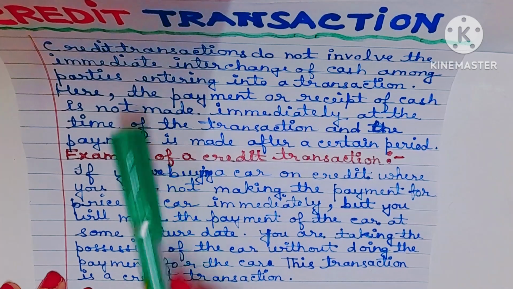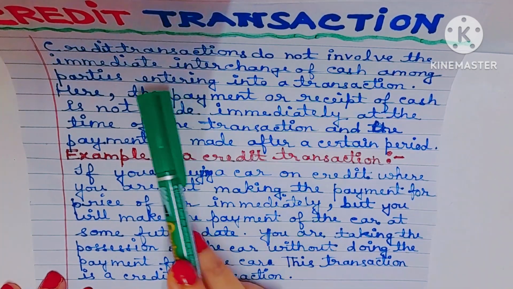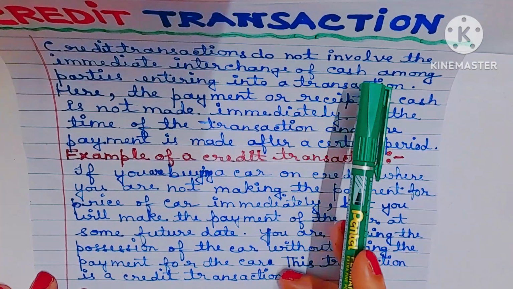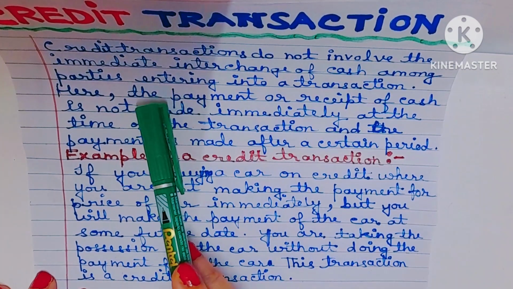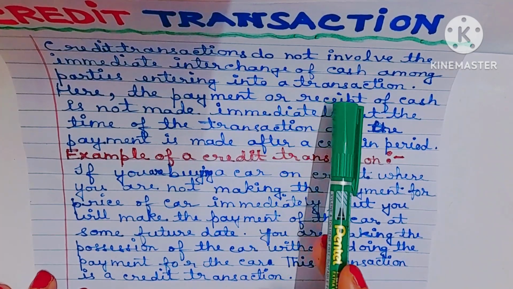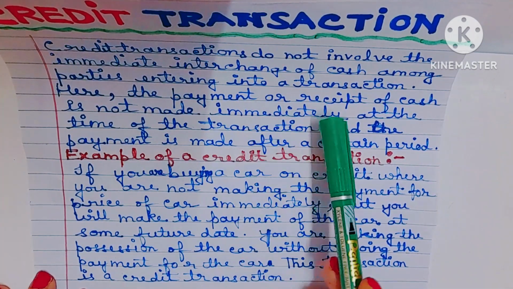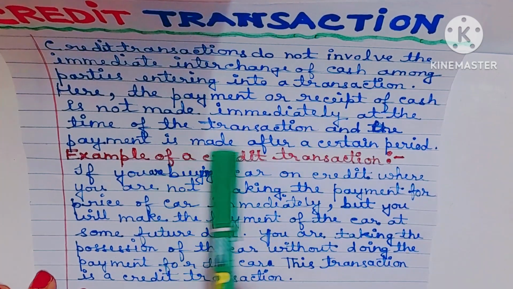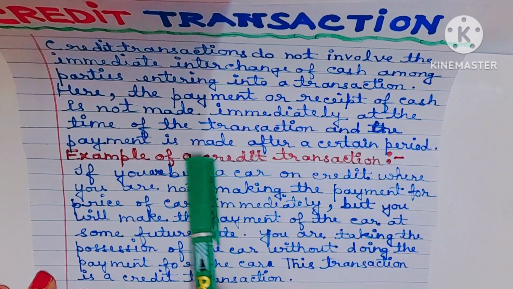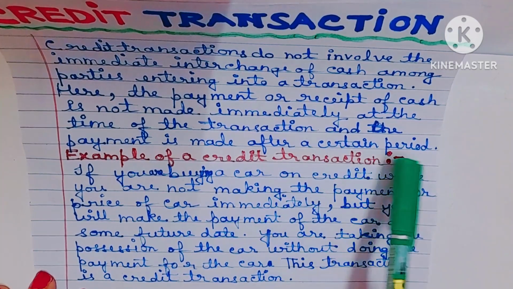What is credit transaction? Credit transactions do not involve the immediate interchange of cash among parties entering into a transaction. Here the payment or receipt of cash is not made immediately at the time of transaction, and the payment is made after a certain period.